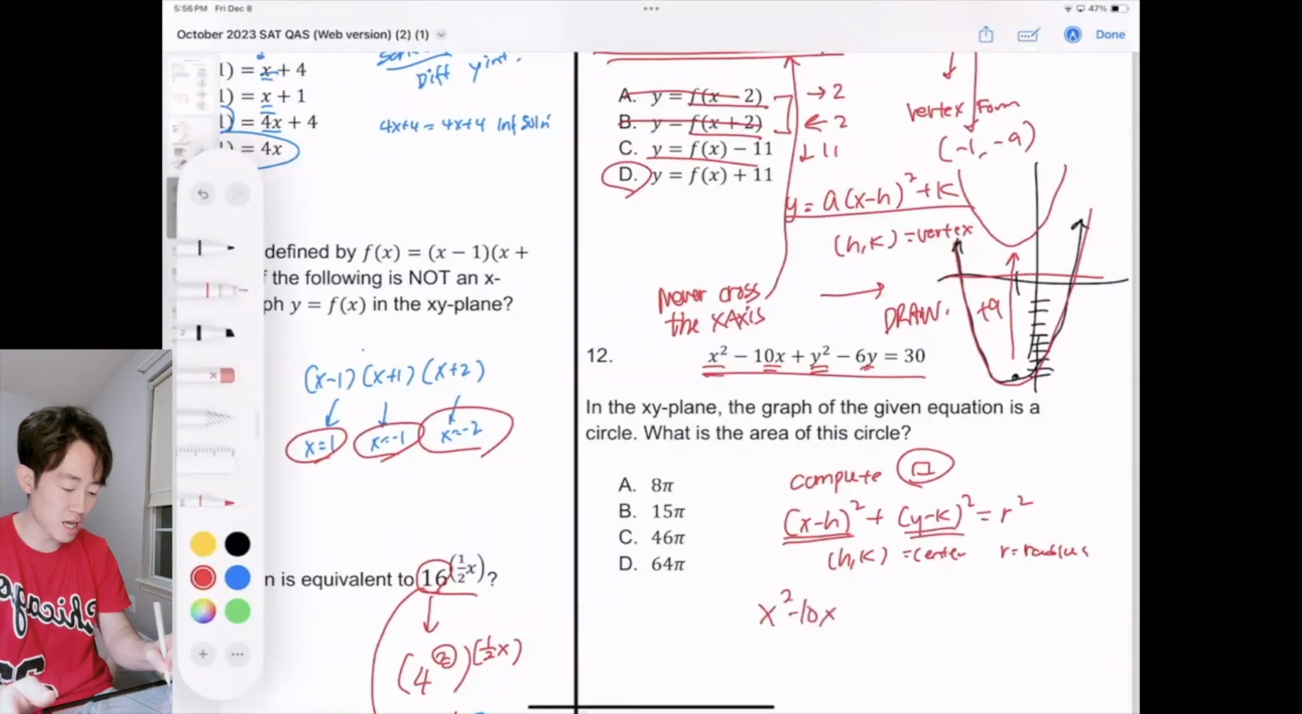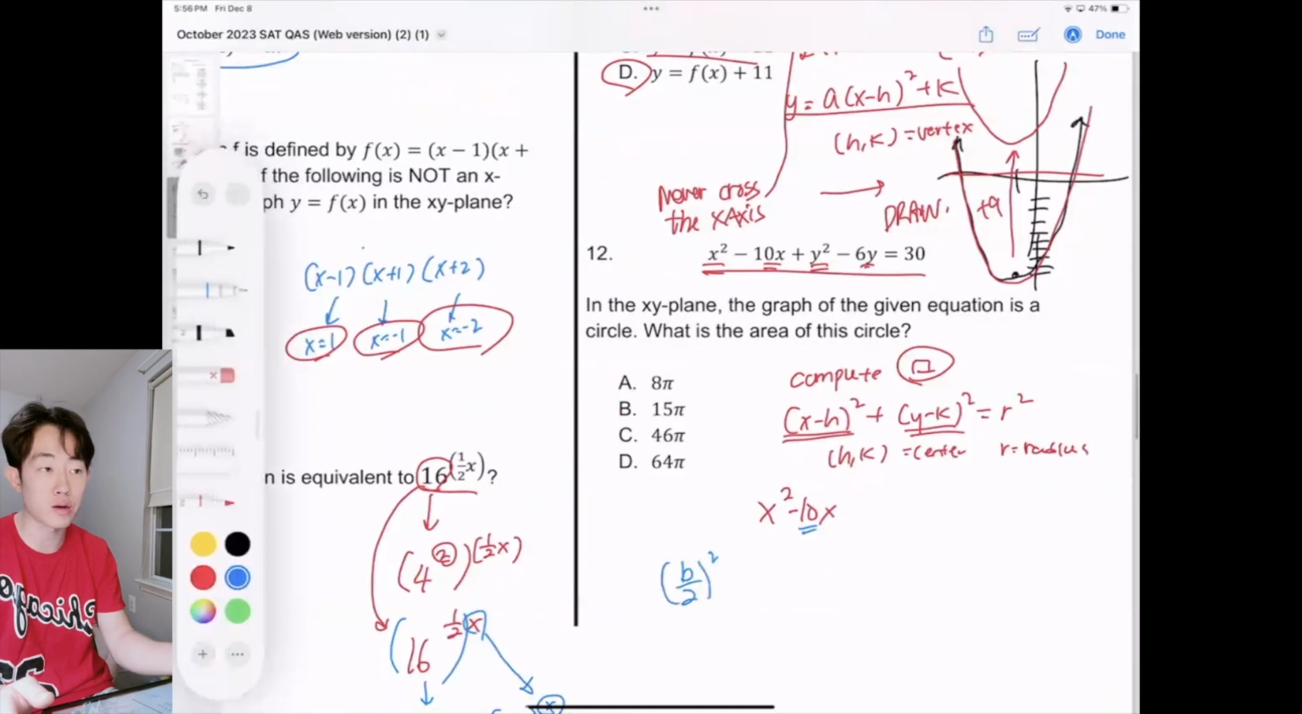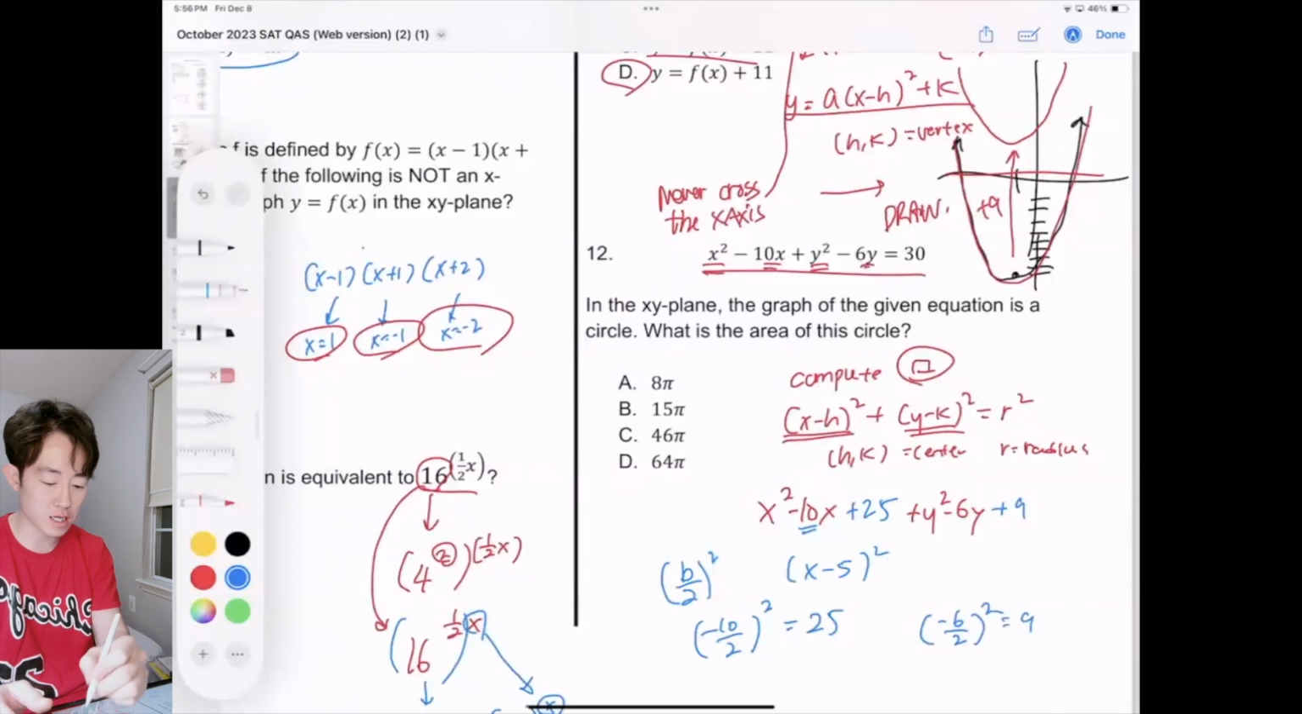x squared minus 10x, if you remember the steps, you always take a look at the b value and go, b divided by 2, and you square it. So negative 10 divided by 2 and you square that, that gives you 25, which means you're going to add 25 onto this, factor that to (x minus 5) squared. So we completed the square for the x's. Do the same thing for the y's here, plus y squared minus 6y, half b squared, you should get plus 9. Negative 6 over 2 squared should give you a 9 here. And then that should give you 30.